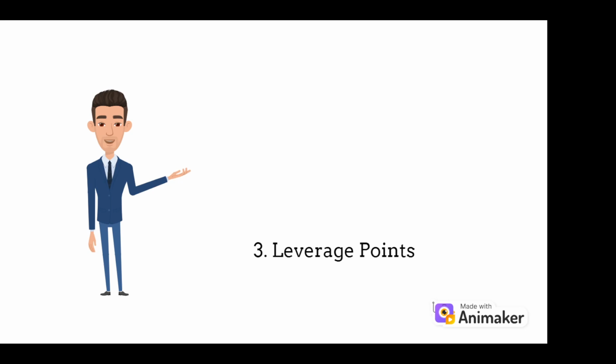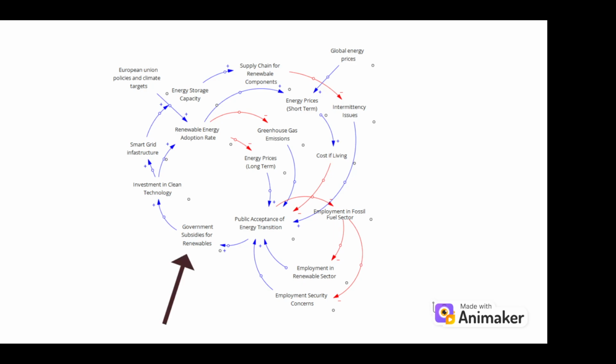System leverage points are places within a system where a small change can significantly impact the output of the system. Leveraging certain elements can accelerate or stabilize the transition more effectively. These include government subsidies and policy support, investment in smart grids and storage infrastructure, employment transition programs, and more.